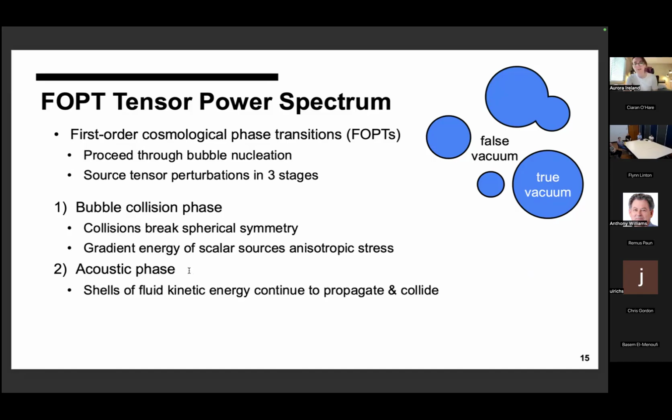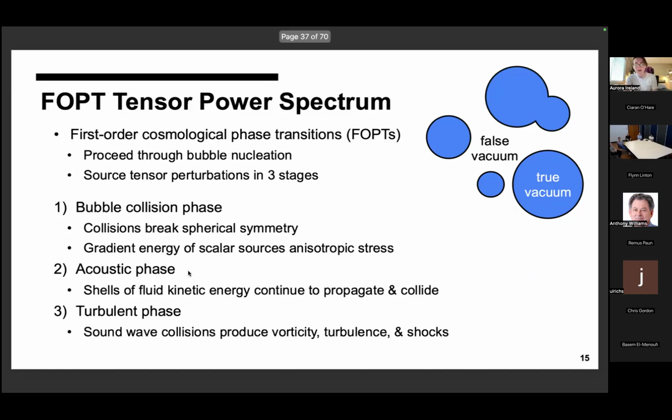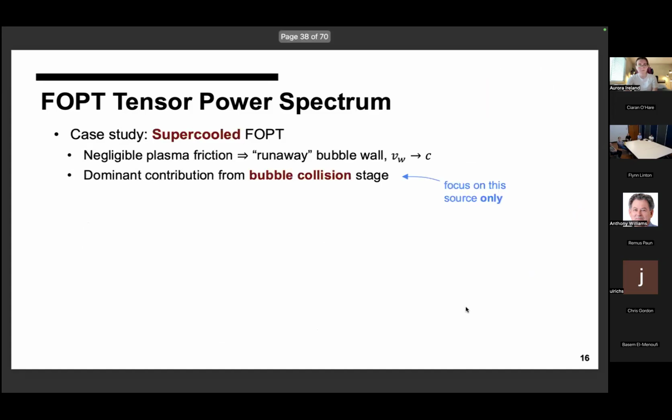The acoustic phase for most thermal phase transitions is going to be the dominant source. Then, if there's any kinetic energy left in the plasma, the sound wave collisions produce vorticity and turbulence and shocks. This is also a source, but its relative contribution is a little more difficult to calculate than the others, and depends on numerical simulations and how much energy is left in the plasma. We're going to be focusing on a supercooled phase transition. As I mentioned, for this one, the dominant contribution is going to come from the bubble collision phase.